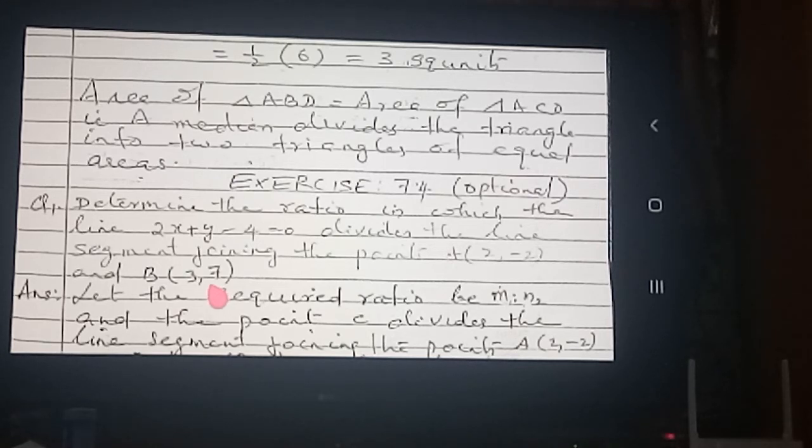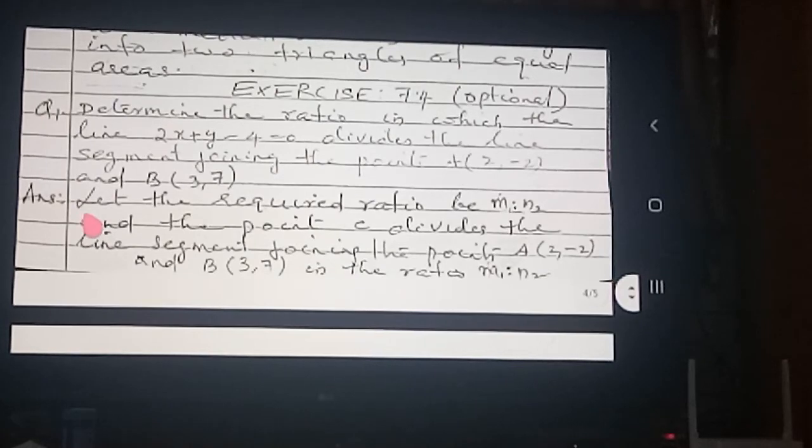And as usual, in your formulas you have studied M1 and M2. So here also you take the same ratio. Let the required ratio be M1 is to M2. Required ratio what we have taken? M1 is to M2. Which point is dividing? See here. The point C divides the line segment joining A (2, minus 2) and B (3, 7) in the ratio M1 is to M2 with the line.